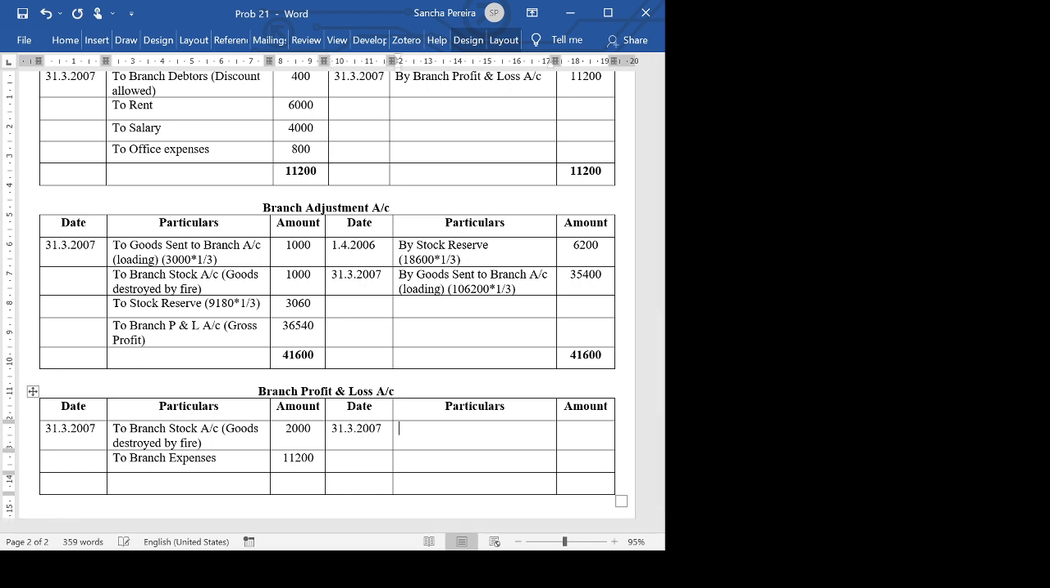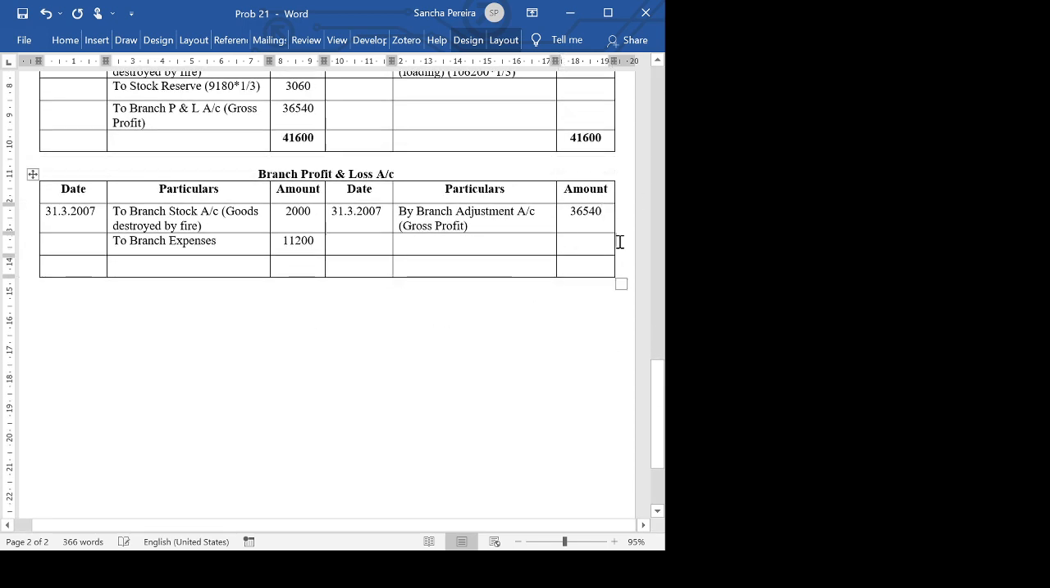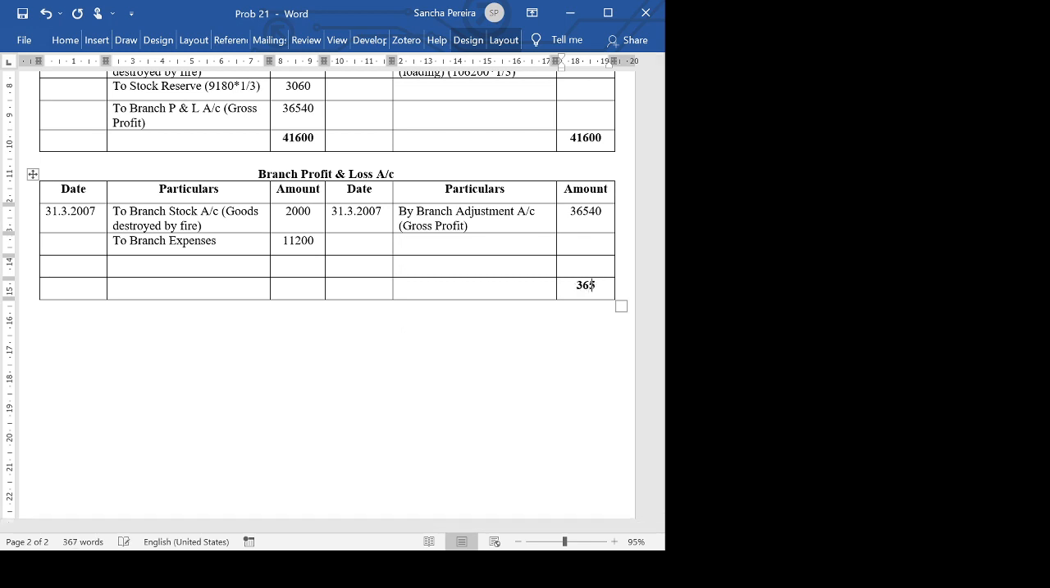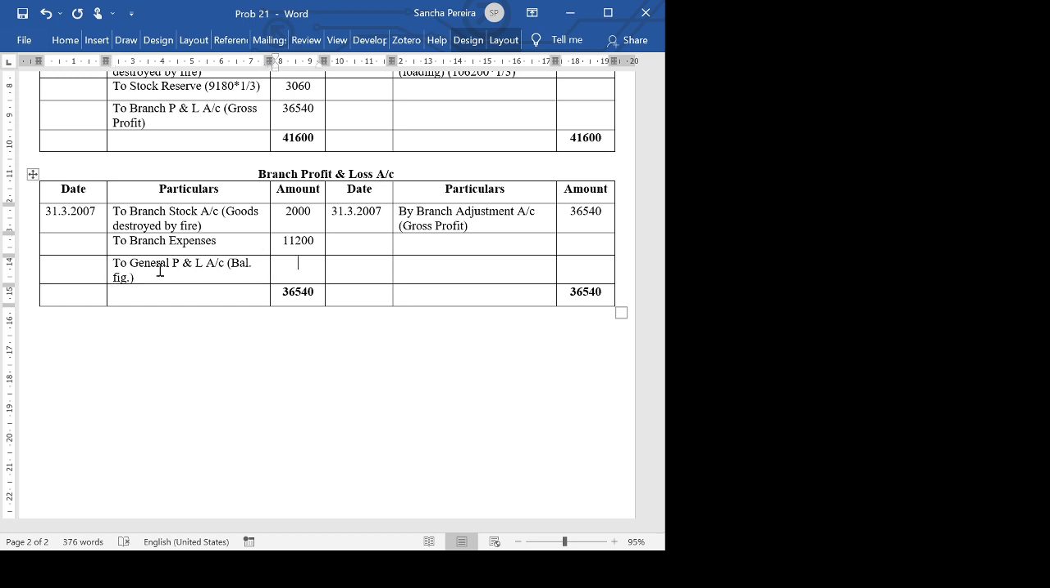31st March 2007, by branch adjustment account, gross profit 36,540, and then we calculate the overall net profit which is transferred to general profit and loss account. 36,540 to general profit and loss account, which is 23,340.